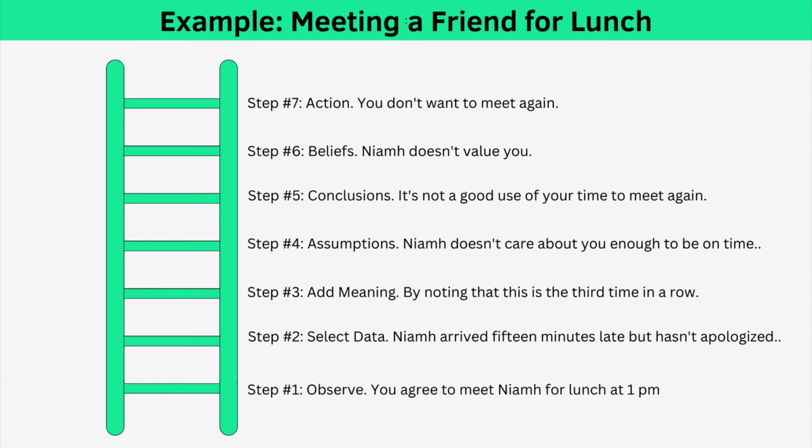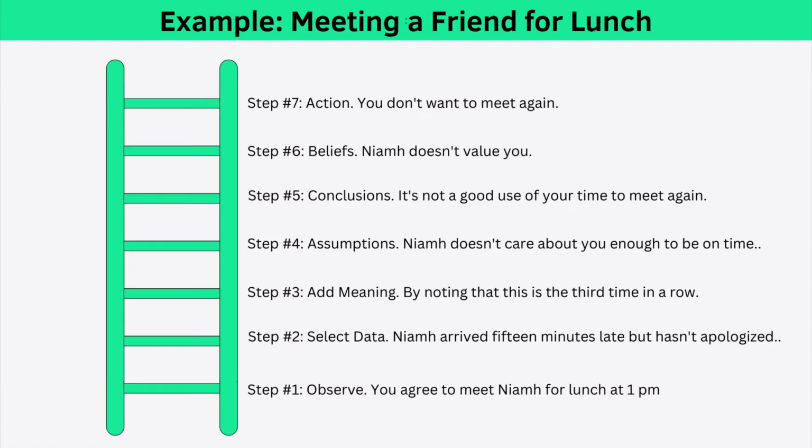On step 3, you add meaning by noting that this is the 3rd time in a row that Neve has arrived late for lunch. In step 4, you assume that Neve doesn't care about you enough to bother being on time. This is an assumption because you don't actually know what Neve thinks about you. In step 5, you conclude that it's not a good use of your time to meet Neve again because she doesn't value your friendship.